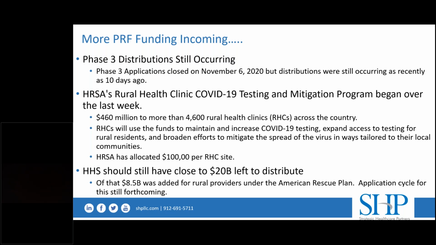They were clear to say that a portal will open. Providers will need to input their information on there. Don't know what the methodology will be for distribution. Don't know what the qualification will be, but it was clear to say that there's another rural provider round forthcoming. Next slide.